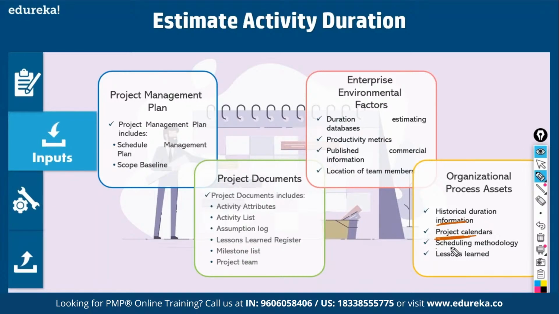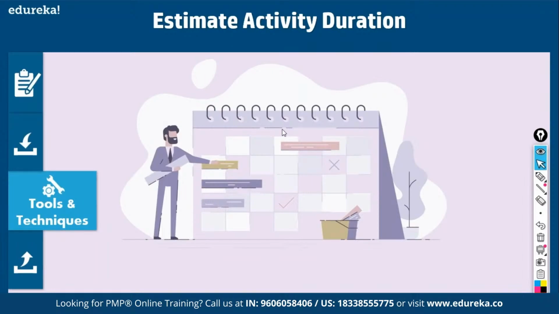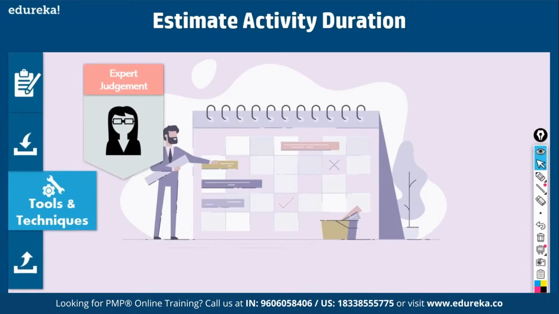Then scheduling methodology. You have the precedence diagramming method, activity on node, and so many methods: critical path, critical chain. Okay. You can decide what has to be applied. Fine. Tools and techniques will be expert judgment. It is a common tool and technique.